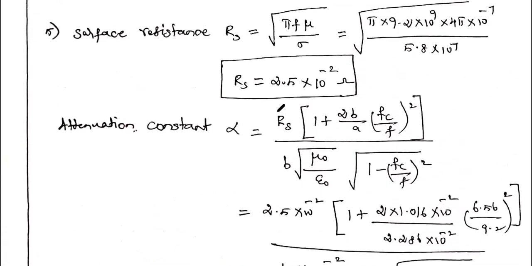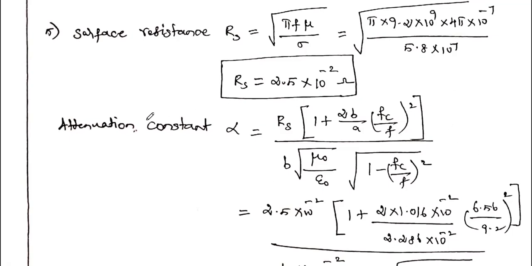So the alpha formula for the rectangular waveguide is alpha equal to Rs, Rs is the surface resistance, into 1 plus 2b by a (fc by f) the whole square, divided by b into square root of mu naught by epsilon naught into square root of 1 minus (fc by f) the whole square.